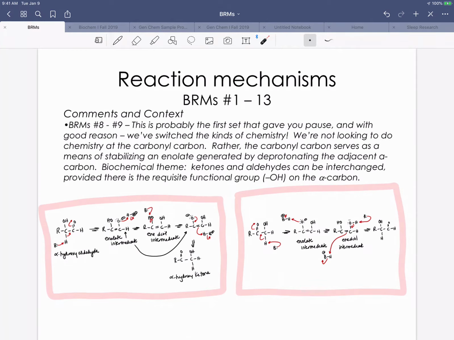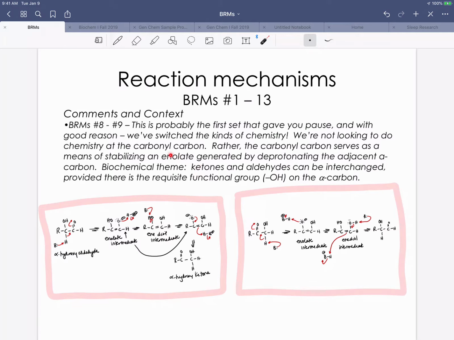So a set of reaction mechanisms that came in the middle of all that is reaction mechanisms 8 and 9. And again, this is probably the first set that maybe made you question what's going on. And again, with good reason, we switched kinds of chemistry that we were doing. We weren't looking at chemistry at the carbonyl carbon. Rather, the carbonyl carbon is important because it serves as a mechanism for stabilizing the enolate that we're going to generate by deprotonating the adjacent alpha carbon.